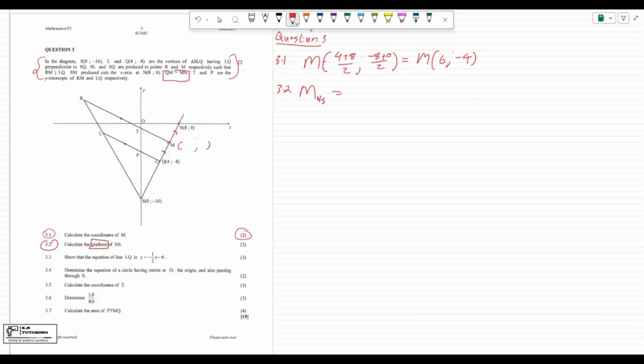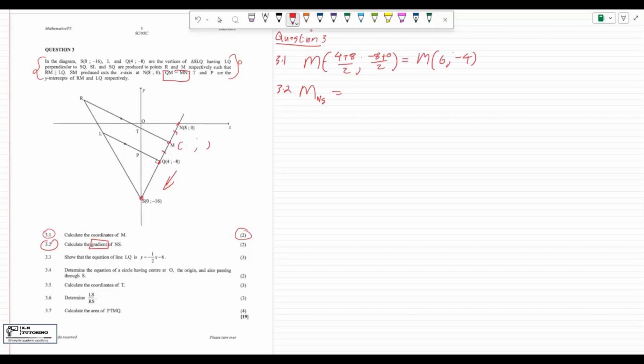So the gradient we know is change in y over change in x. For NS, it's up to you. You can use point S and point Q to find the gradient, or you can use N and S. It's up to you because all those 3 points are collinear, meaning they are all on the same line. All right, so I'm going to use S and N.